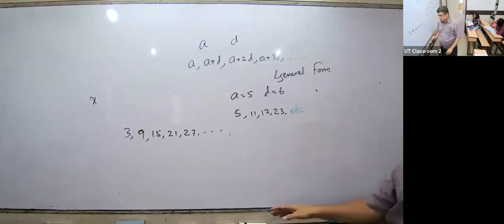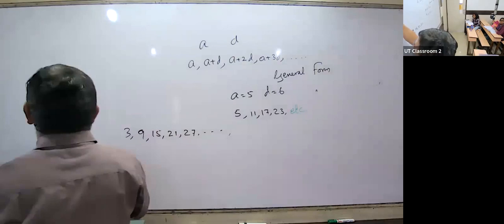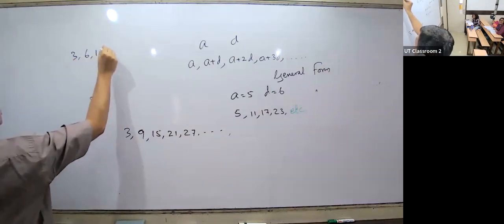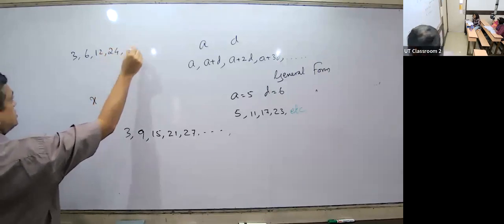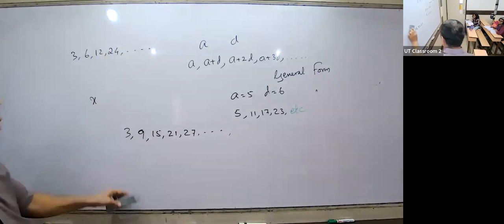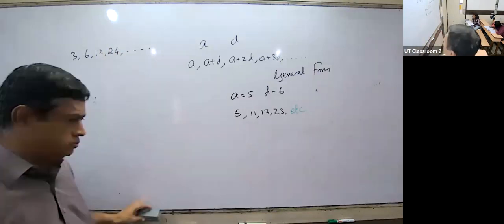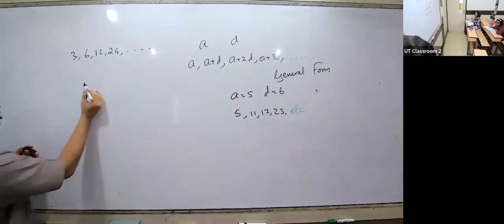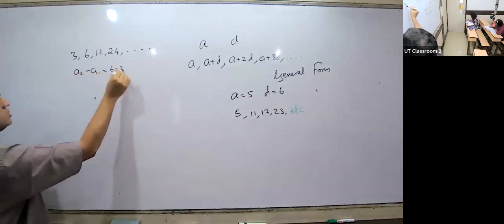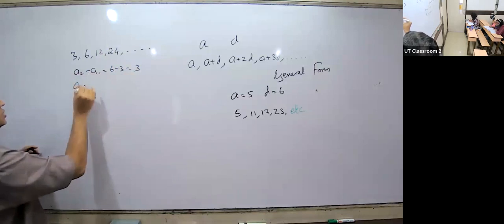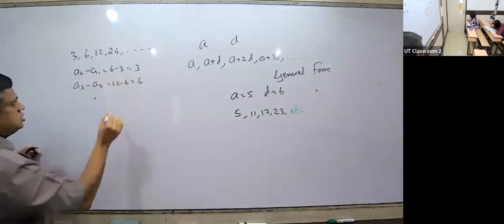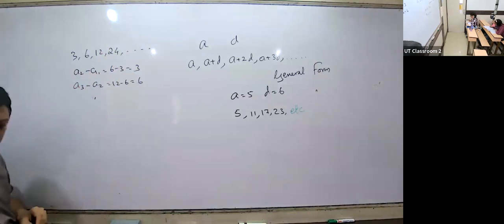3, 6, 12, 24. Write down A2 minus A1 in your book. A2 minus A1 is equal to how much? 6 minus 3, that is 3. A3 minus A2 is equal to how much? 12 minus 6 is 6. They are not equal.